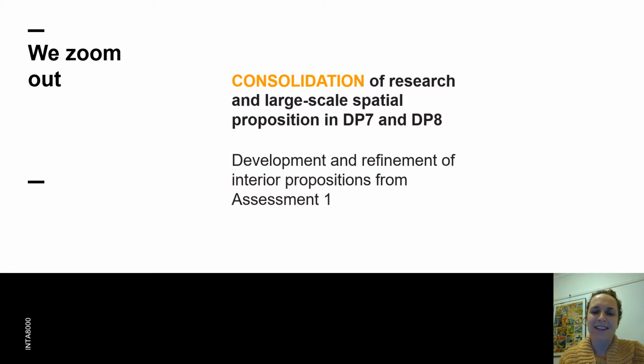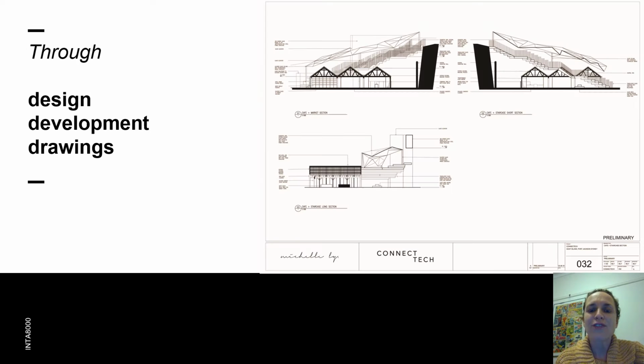So what we're asking is that at this stage you have consolidated your research and large-scale propositions from DP7 and the beginnings of DP8, and that you've reflected on Assessment 1 in DP8 and developed your 6 interiors from this assessment task. The vehicle that you'll use for this assessment are design development drawings.